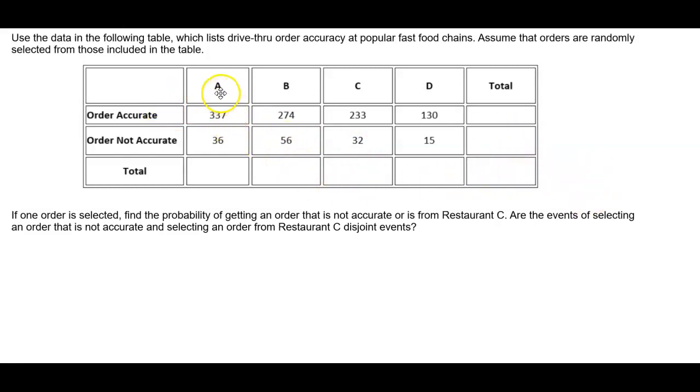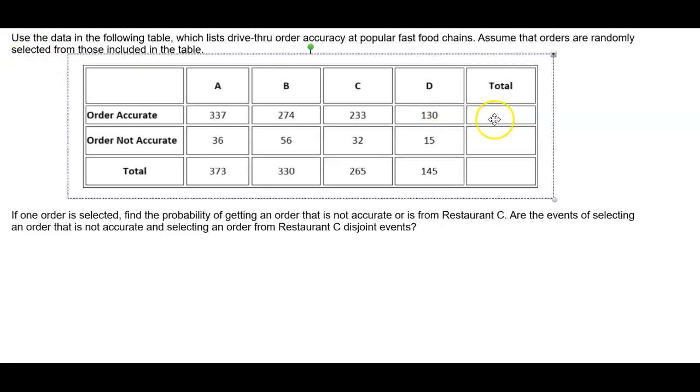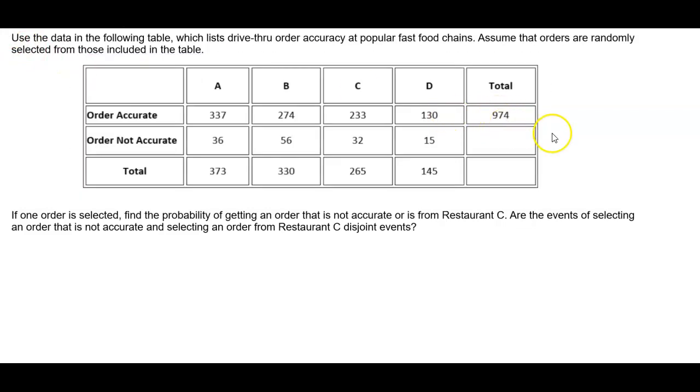So when we add up for restaurant A, 337 plus 36, we get 373. When we add up the column for restaurant B, 274 plus 56 is 330. The total for C, 233 plus 32 is 265. Total for D, 130 plus 15 is 145. Now we want to add the total row for the order accurate. So when we add up all of these numbers, we end up getting 974.